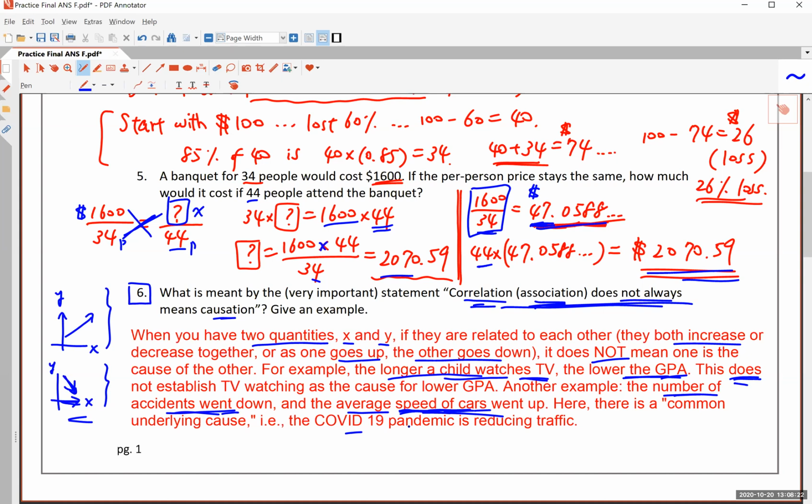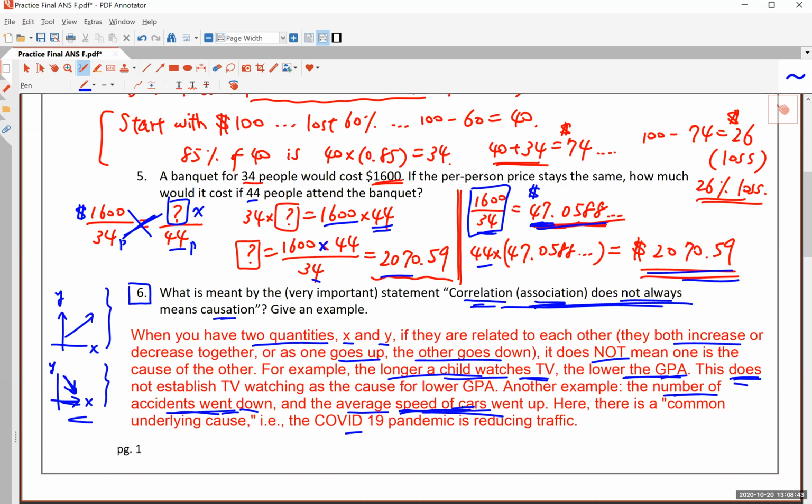And there is clearly, in this case, an underlying cause. All right, so what do I mean by this? There is an underlying factor, a cause, that is allowing the number of accidents to go down and the speed of average cars to go up, and that is just the volume of the traffic, right?